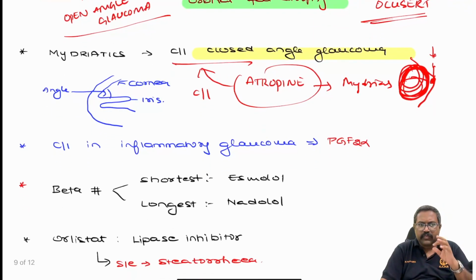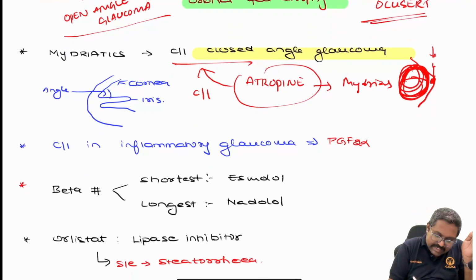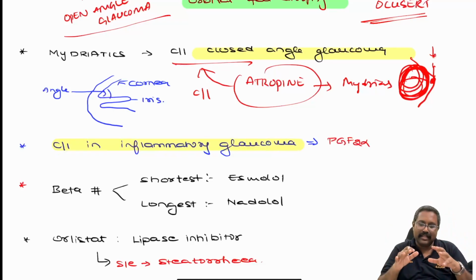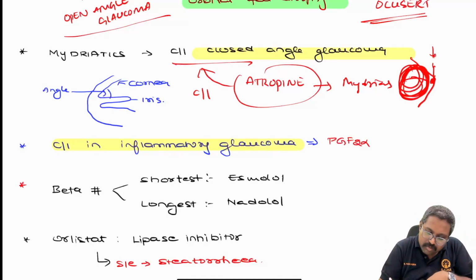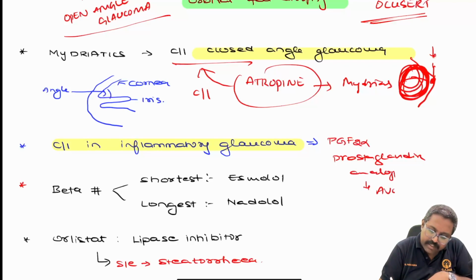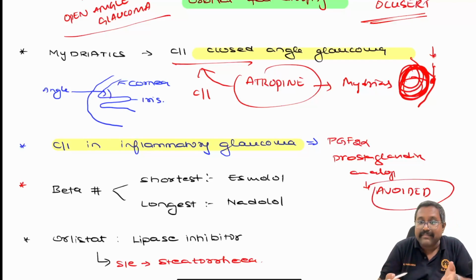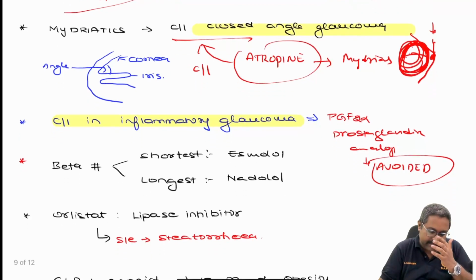And what is the contraindication for inflammatory glaucoma? If there is a condition like inflammatory glaucoma, which drugs are avoided? Please remember, prostaglandin analogs are to be avoided, because you already know that prostaglandins themselves are inflammatory mediators.